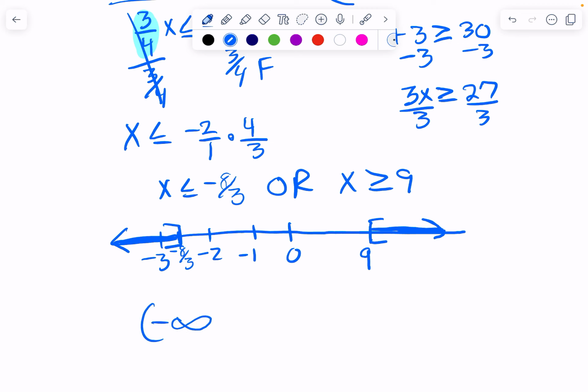So my final answer would be from -infinity to -8/3, bracket in union with bracket 9 to +infinity. And there you have it.